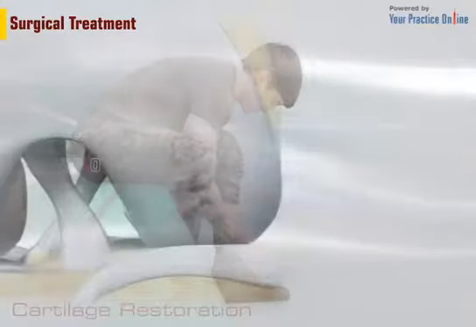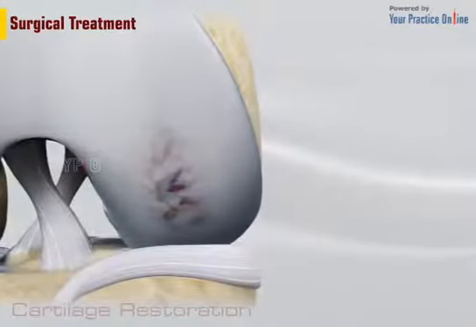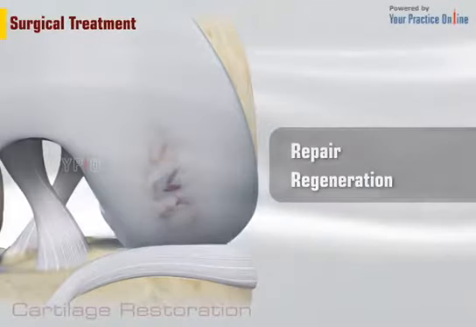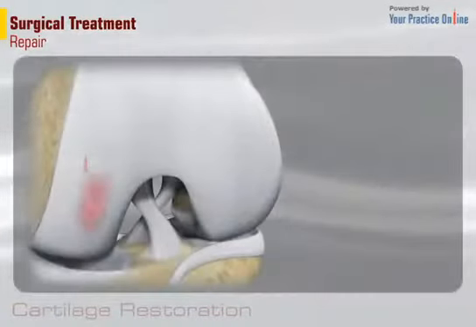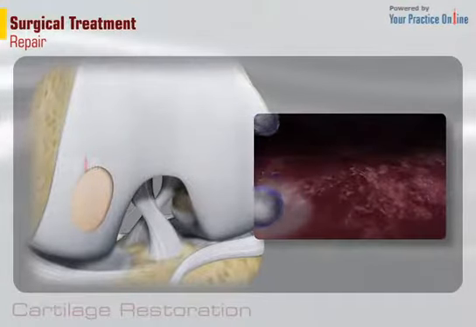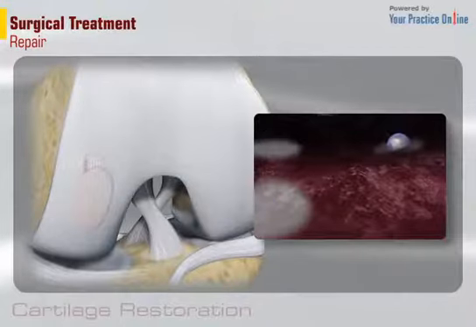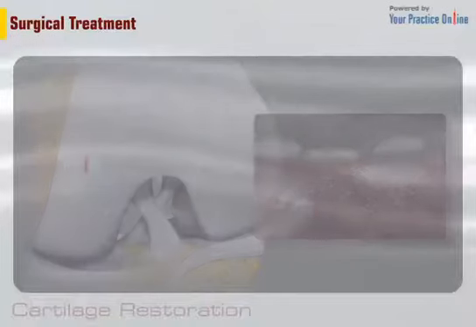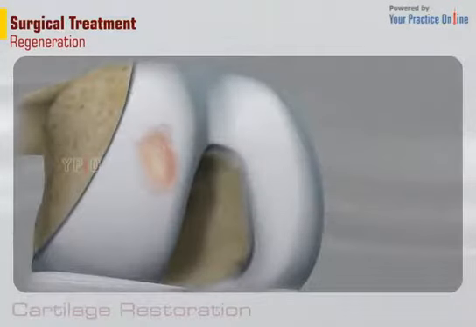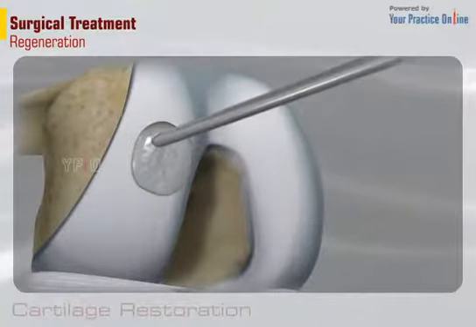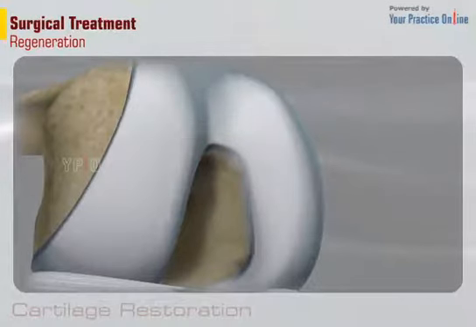Damaged cartilage can be treated by two different techniques: repair and regeneration. Repair technique involves replacing damaged cartilage with new cells and extracellular matrix that stimulates healing of the injured cartilage. Regeneration involves replacing the injured cartilage with a new articulating surface that functionally simulates the growth of original cartilage.